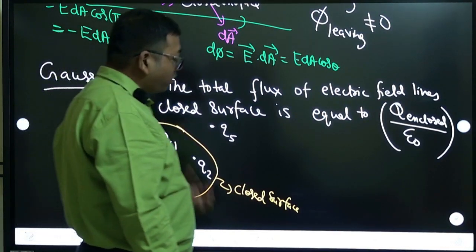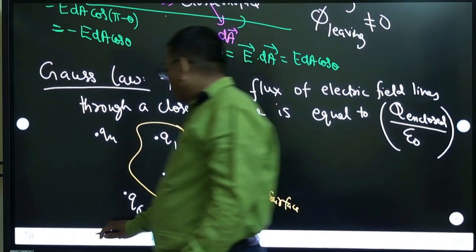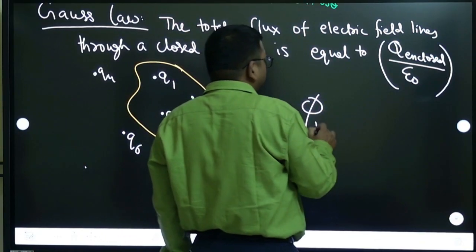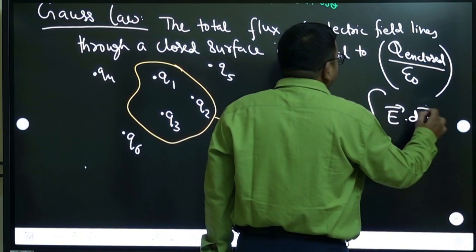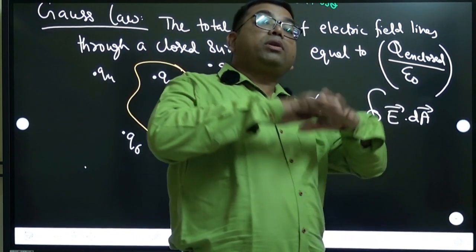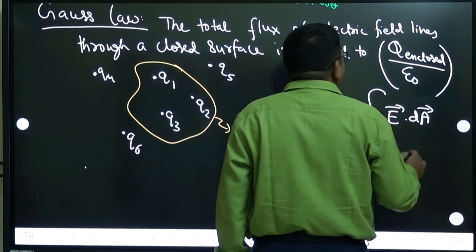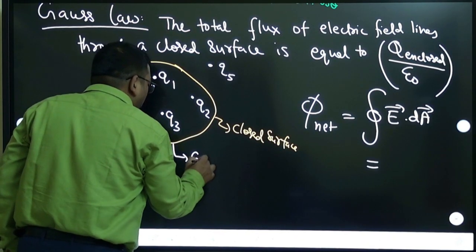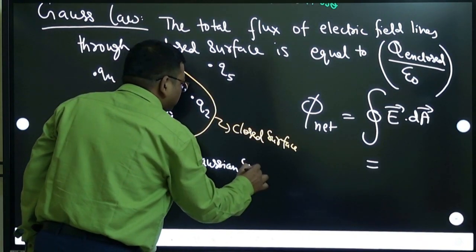So this surface is a closed surface, and the total, resultant flux, that means the net flux through this closed surface, we can write as the integration of E dot dA. But now there is a circle we will be keeping here. This circle represents that the integration is done over a closed surface. This total flux is equal to the charge inside this surface, and this surface is known as a Gaussian surface.